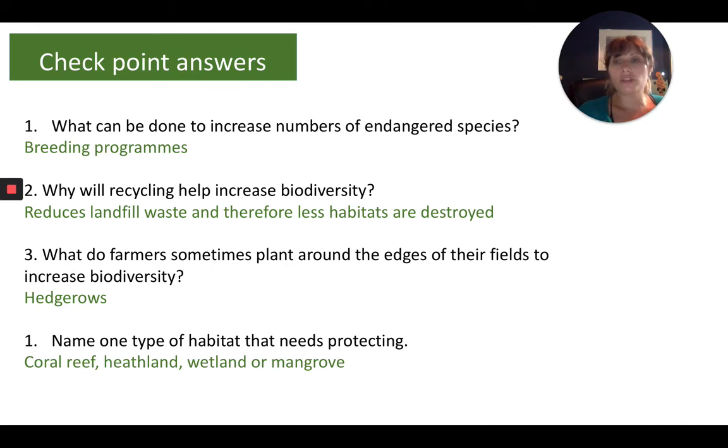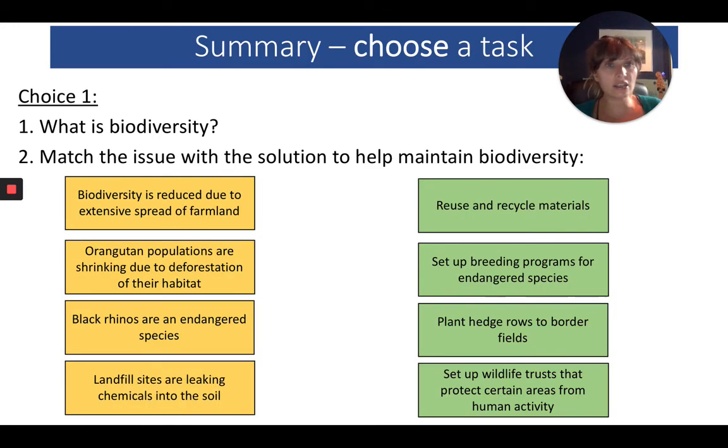Number three, what do farmers sometimes plant around the edges of their fields to increase biodiversity? Hedgerows or hedges. And then number four, name one type of habitat that needs protecting. You could have had coral reef, heathland, wetland or mangrove. Right, lovely. So we have actually come to the end of this lesson, all about biodiversity and how we maintain it. And there are three choices of tasks you can do now.